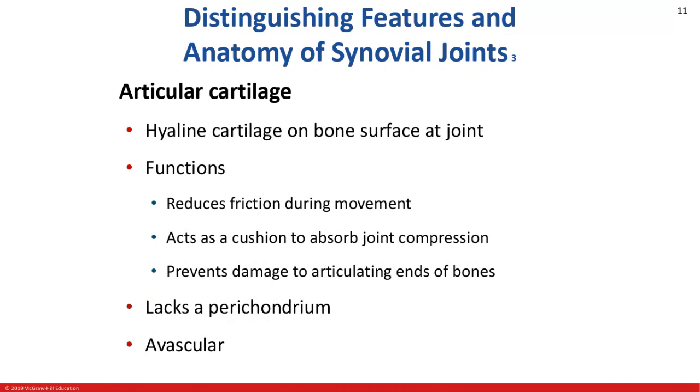Okay, so the articular cartilage, we've talked about this already back in chapter 7. It's hyaline cartilage, but when we're dealing with the cartilage on a joint surface, we call it articular cartilage. It has the functions of friction reduction and shock absorption, and it also covers the ends of the long bones to prevent damage to those bones.